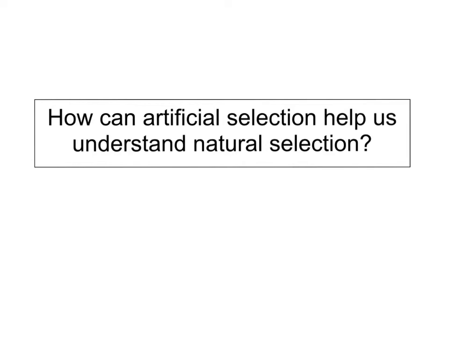Artificial selection is the process by which we actually take two organisms and mate them together, and we're manipulating the gene pool in a particular way that allows us to pick and choose genes that we want to enhance in the following generations. And we began to talk about this in class.